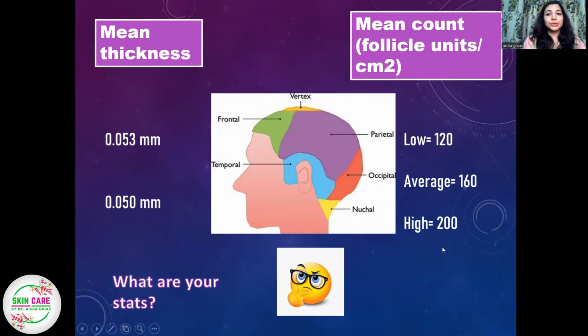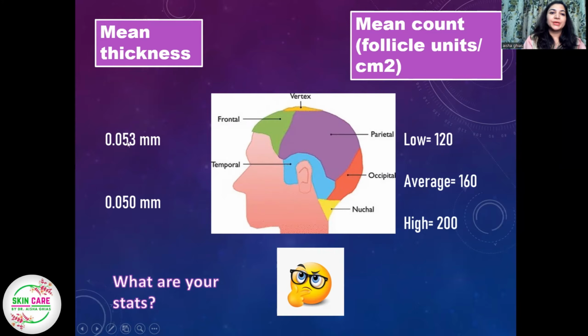So we usually do not know the stats of hair in our population. We are usually referring to the stats that are given in the international studies. So for the matter of ease, I must tell you that the number of hair might be different in different areas of the scalp. For example, vertex, frontal, temporal, parietal, occipital. If the number of the hair follicle units is low, it would be about 120 per centimeter square. And if it is average, it would be around 160. And the higher number, which usually is a very healthy scalp, will contain about 200 follicular units per square centimeter.